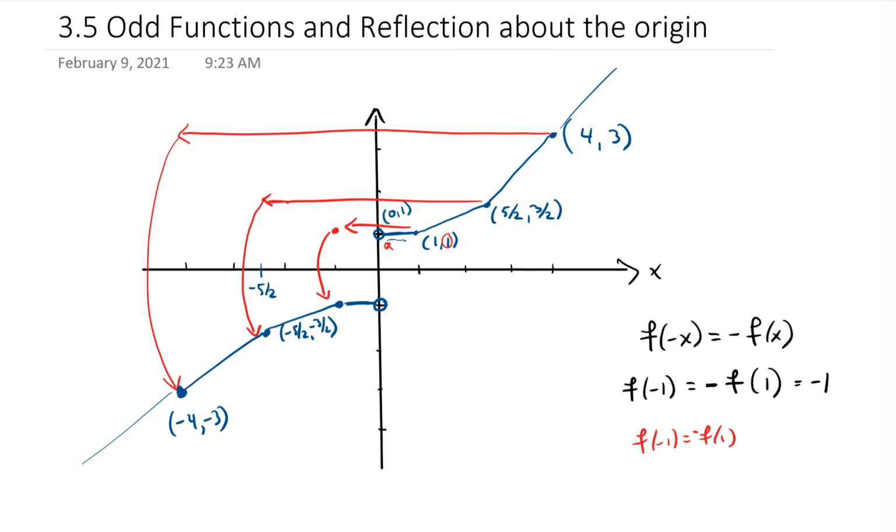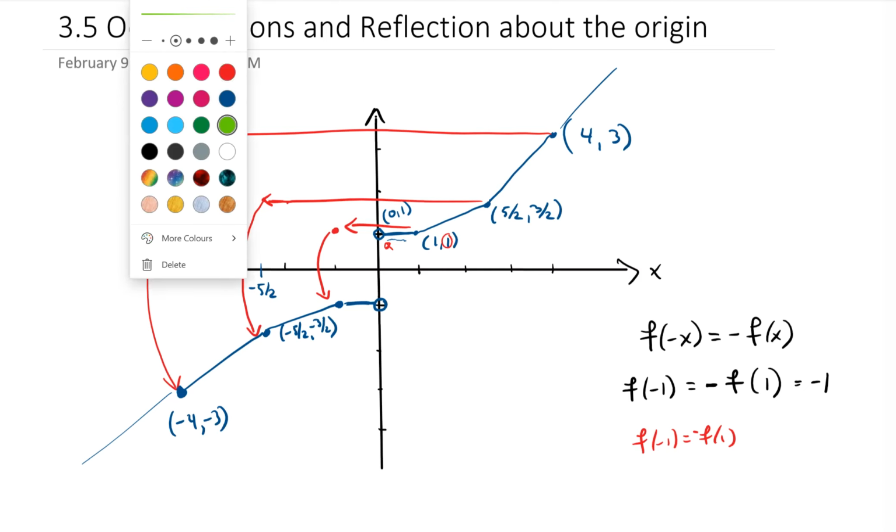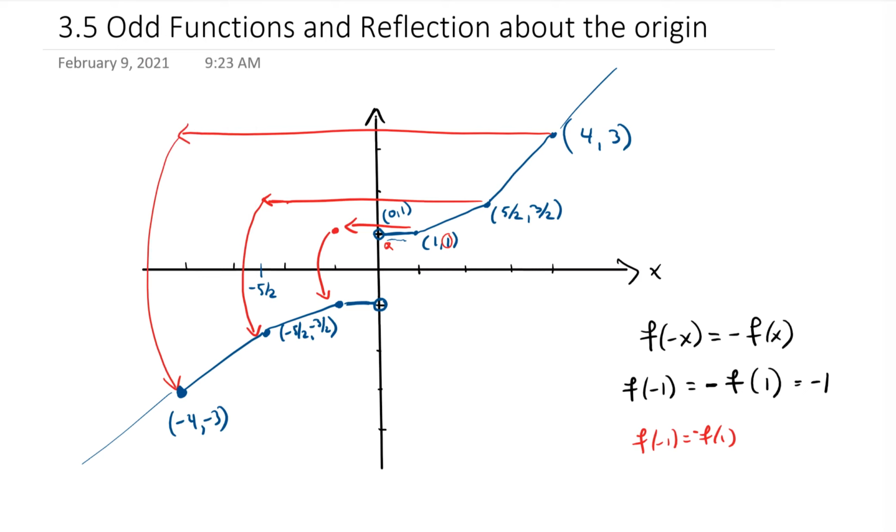So instead of having a reflection across the x, you could actually look at it from the point of view of reflecting across the origin. And what do I mean by this? Let me pick another color just to illustrate. So take this point, for example.